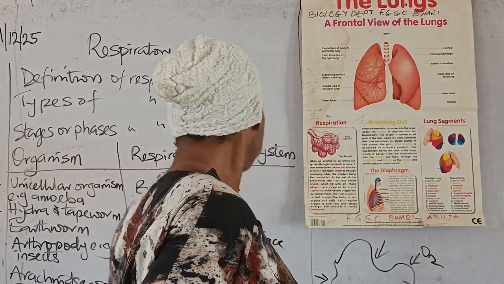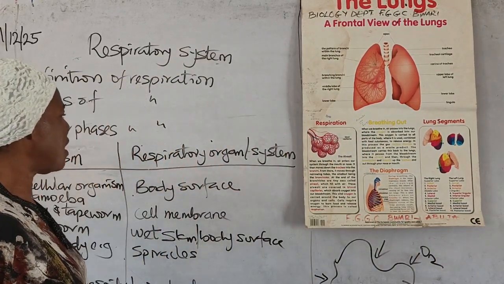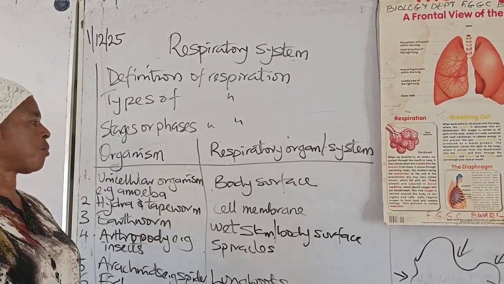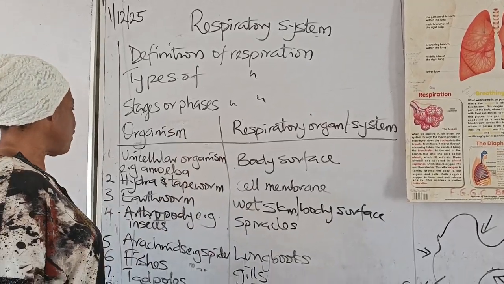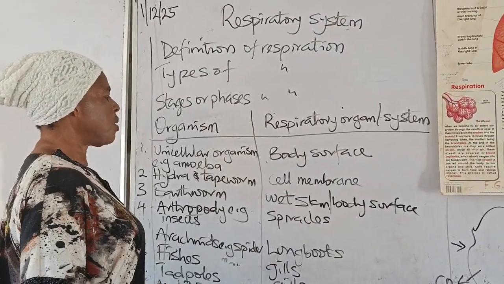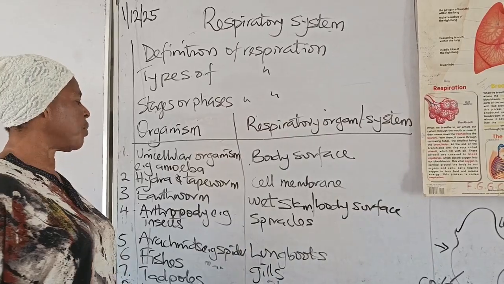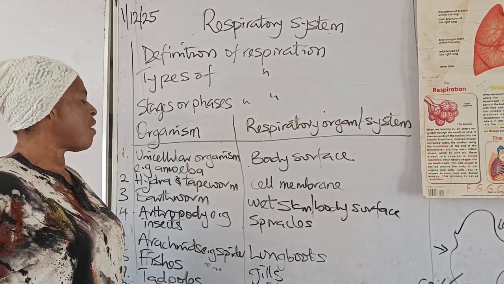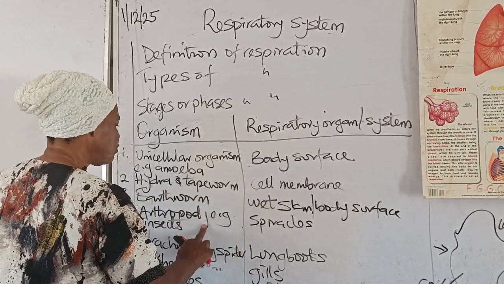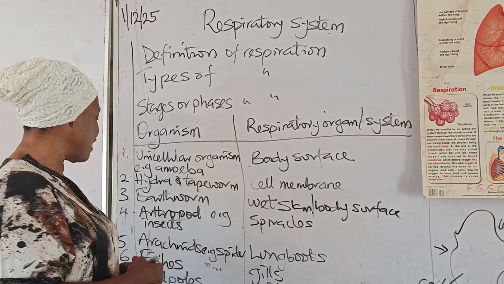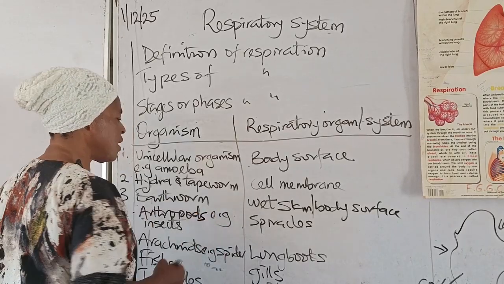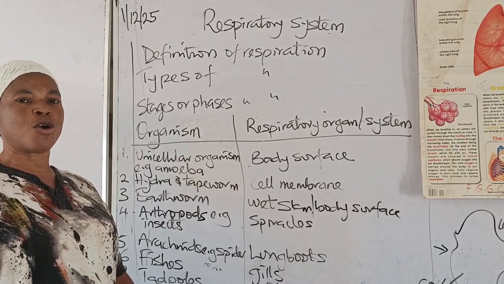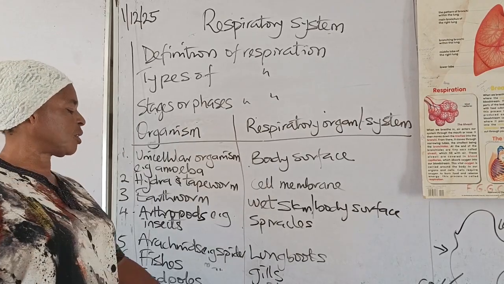And then I'll now go to organisms and their respiratory organs or systems. Unicellular organisms, an example is amoeba, use their body surface. We have hydra and also tapeworm, which use the cell membrane. And then we have earthworm, which uses the wet skin or body surface. We have arthropods; an example is insect, which uses spiracles. We have arachnids, that's the spider, which uses book lungs. And then we have the fishes, which use the gills.